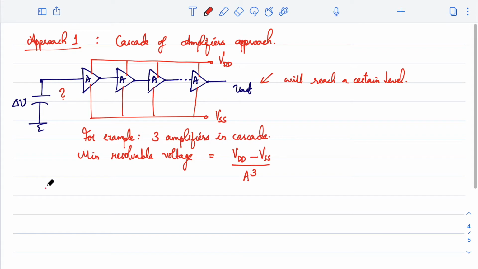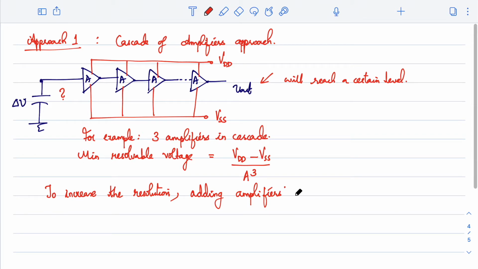Now in this case, if I want to increase the resolution, or if I want to make the minimum resolvable voltage still smaller, what should I do? That means if I want to increase the resolution, what is the thing I can do here? Some response. Yeah, increase gain. Increasing gain is generally done by adding amplifiers. That is what I can do here, right?